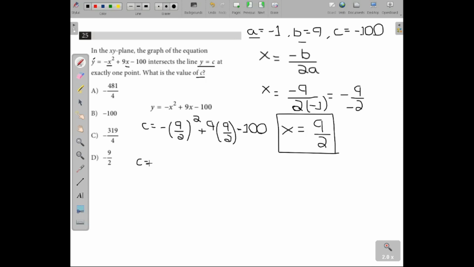c is equal to negative, the square of 9 is 81, the square of 2 is 4, plus 9 times 9 is 81, divided by 2, just in case, 2 times 1, because 9 is divided by 1, that is 2, minus 100.